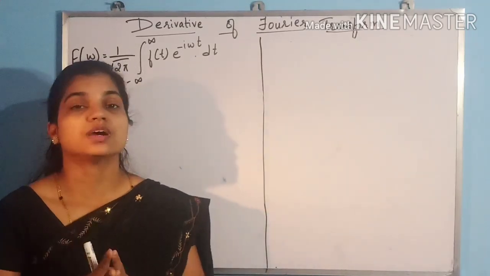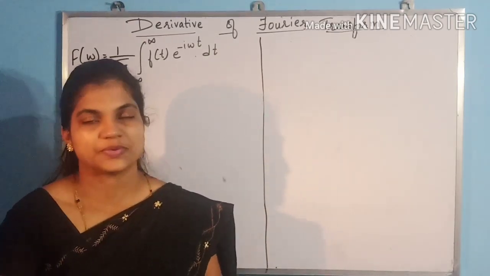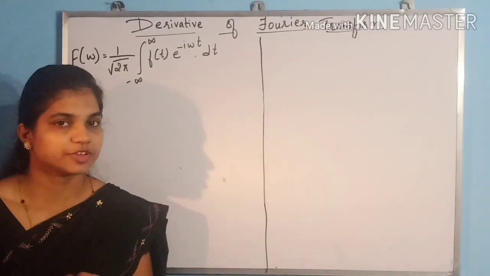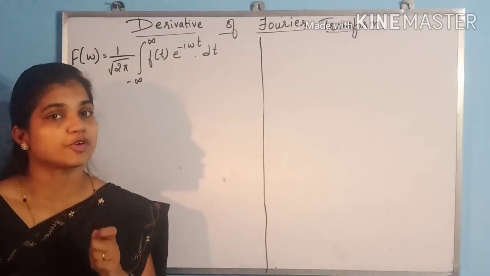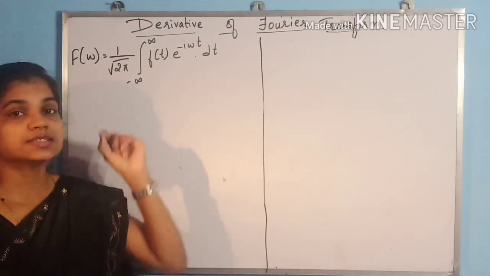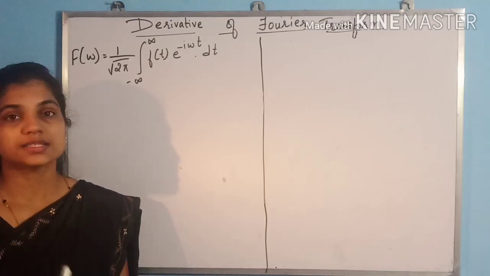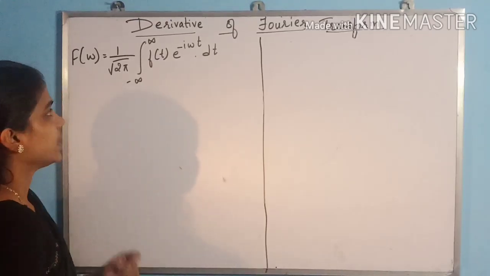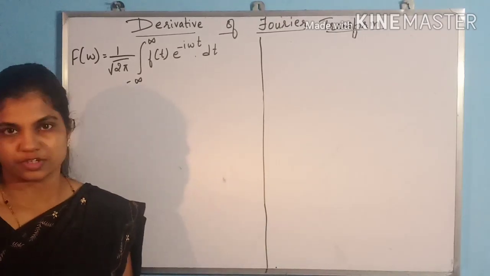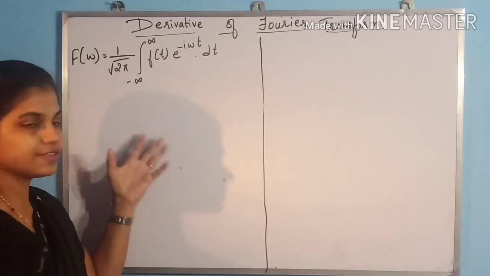Derivative in the sense that we are going to differentiate the Fourier transform of f(t), right? So we know that the Fourier transform of f(t) is nothing but F(omega), and that is equal to 1 by root 2 pi, integral from minus infinity to plus infinity of f(t) e raised to minus i omega t dt, right? So now what we are going to do is find the derivative of the Fourier transform, that is, we are going to differentiate the Fourier transform. So let us differentiate this.